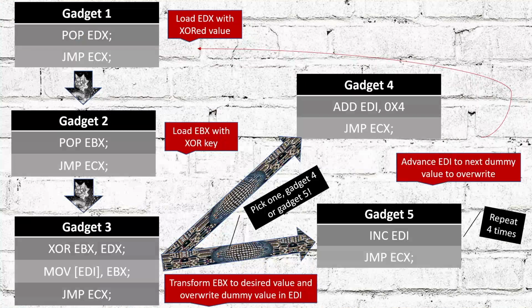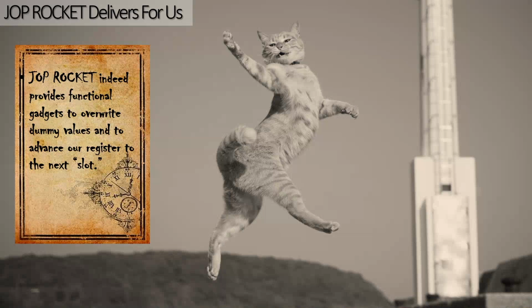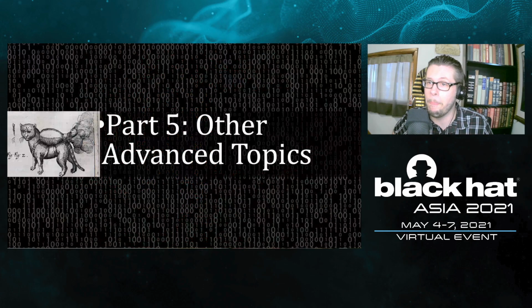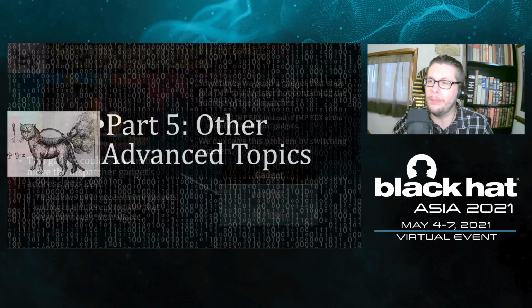So let's look here at the move dereference. We load an XOR value, we have the XOR key, and then we do a transformation and overwrite it. Then we increment, and we can repeat as many times as we need in order to overwrite all of the dummy variables. Of course, JOP Rocket is going to deliver for us. It'll find those move dereferences if they are there to be found. If they're not, remember, we can always do the push method instead. So with that, we will pass it on over to Austin.